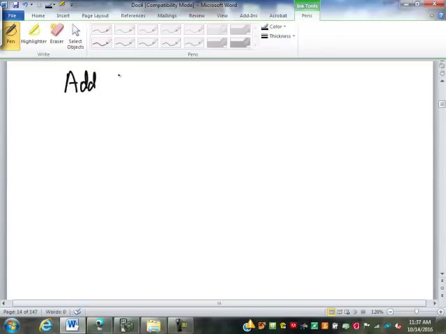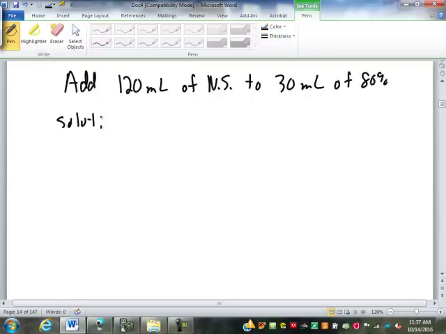Let's say we are going to add 120 milliliters of NS to 30 milliliters of 80% solution. Find that new concentration, that new percent. So here we're not given the percents, we're given the ingredients. So let's create our dilution again.